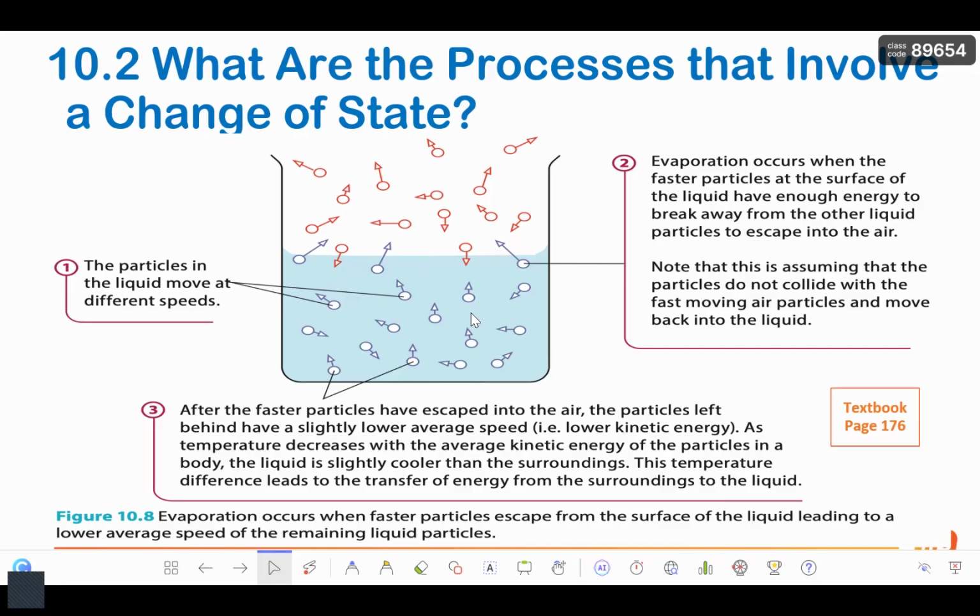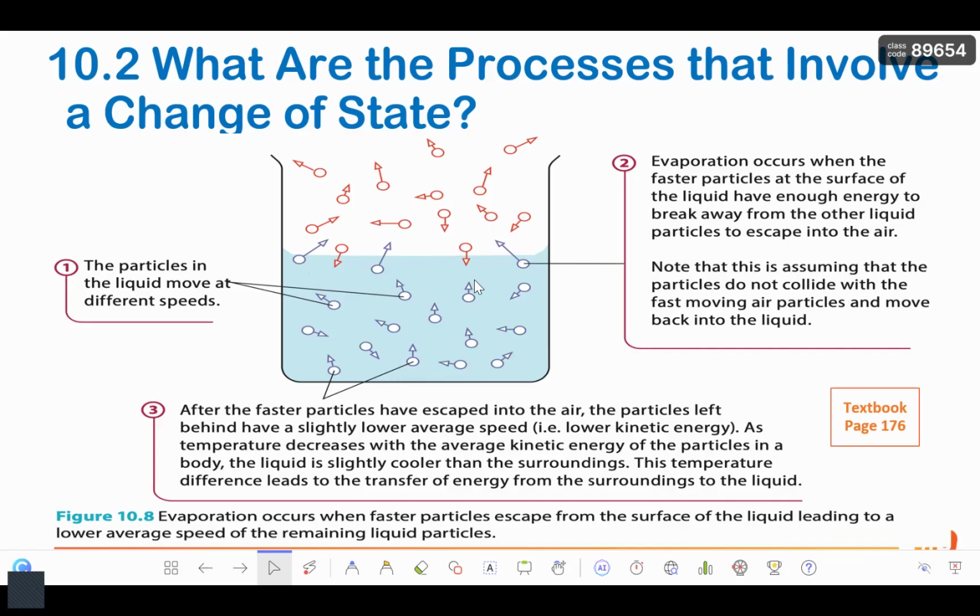Okay, the particles that are left behind — all those with higher energy will leave, because they get energy from the surroundings. All those that leave are the faster ones, so they leave behind the liquid particles that are slower moving. So the particles left behind have slightly lower kinetic energy, and the average kinetic energy of the particles left behind decreases, as kinetic energy is related to temperature. So with lower kinetic energy, the temperature of the remaining liquid actually decreases. That's how evaporation causes cooling.